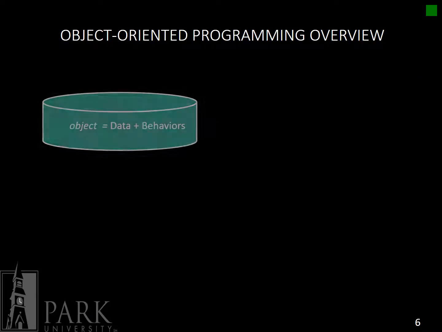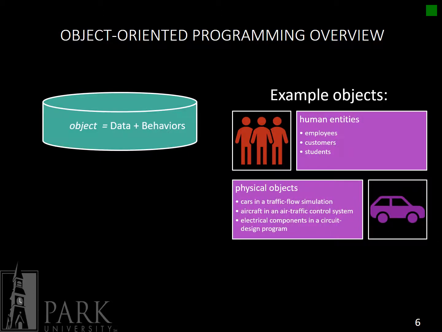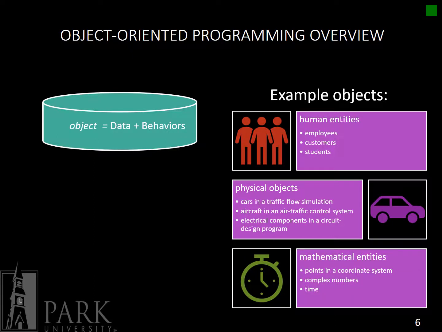Now, an object can be defined as a set of data that describes the current state of the object and a set of behaviors that the object can take. Some examples of this include people, such as employees, customers, and students, physical objects, such as a simulation object, vehicles, components, or animals. And then also we have non-physical constructs, such as coordinates, complex numbers, date and time objects, and many more.